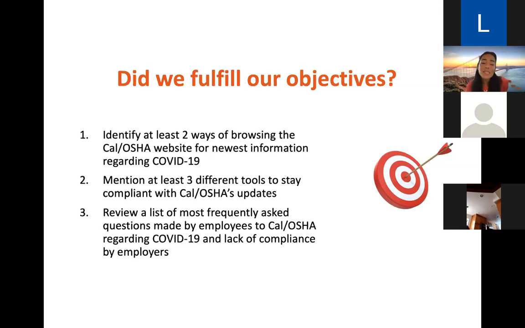So those are at least 2 ways of browsing the Cal OSHA website as part of staying updated regarding COVID-19. Number 2, mention 3 different tools. So in order to stay compliant, you must have a person designated. That's your first tool. 1 person is designated to do these daily checks. And what do we check for? We check the Cal OSHA website. We check the California Department of Public Health and your local health department, right?